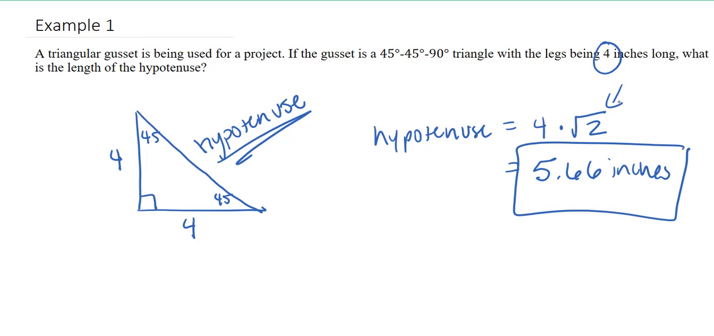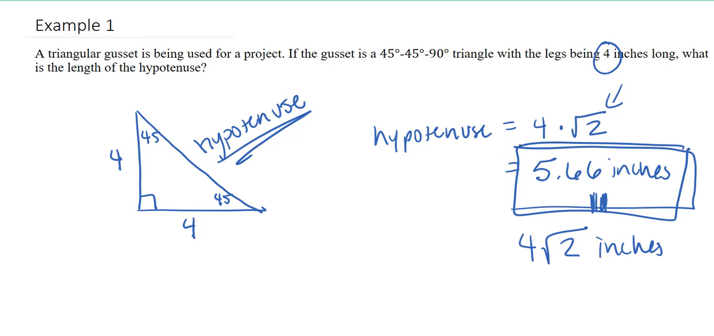Sometimes you'll see it just like this, where they may say you can leave it in the square root. These are equal. So you could write 4 times the square root of 2, or you can also just write 5.66.